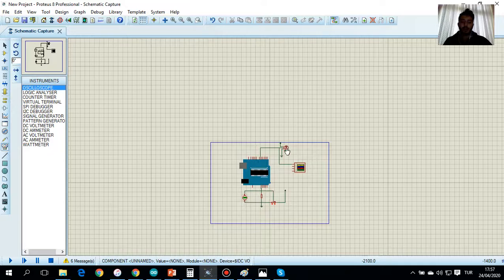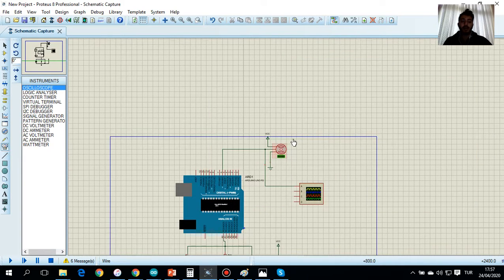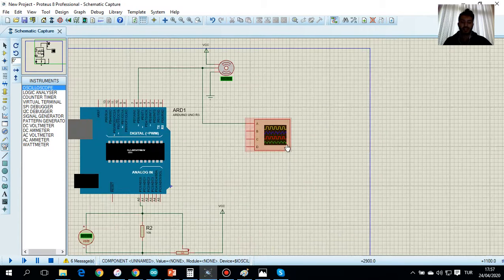And when my analog voltage at the input increases from 0 to 5 volts, I expect the servo motor to turn, and I will also simultaneously read the PWM signal through the oscilloscope here. Okay, let's go to our program.